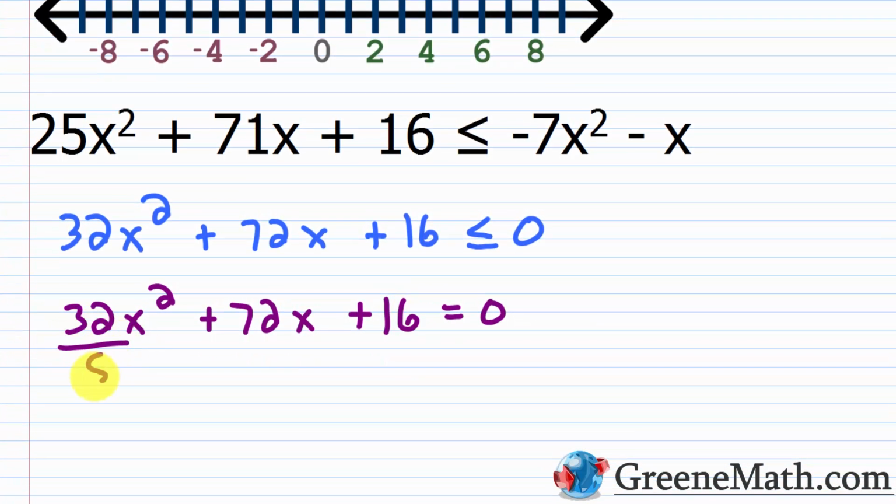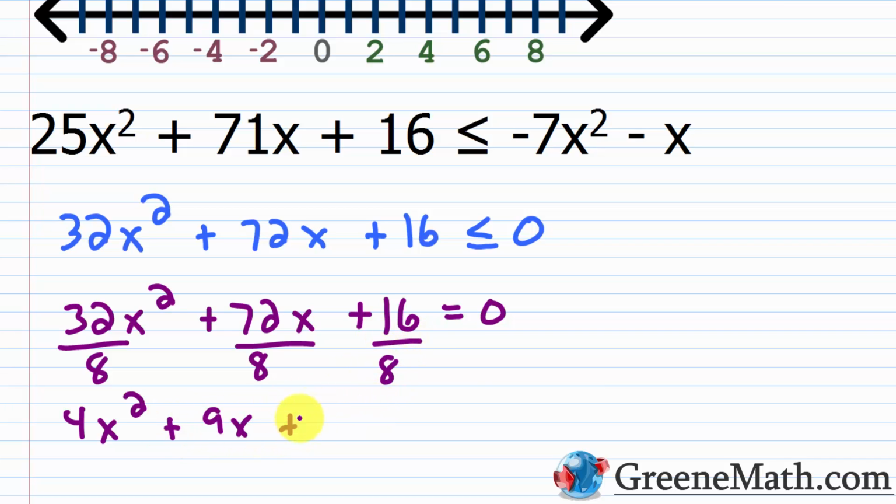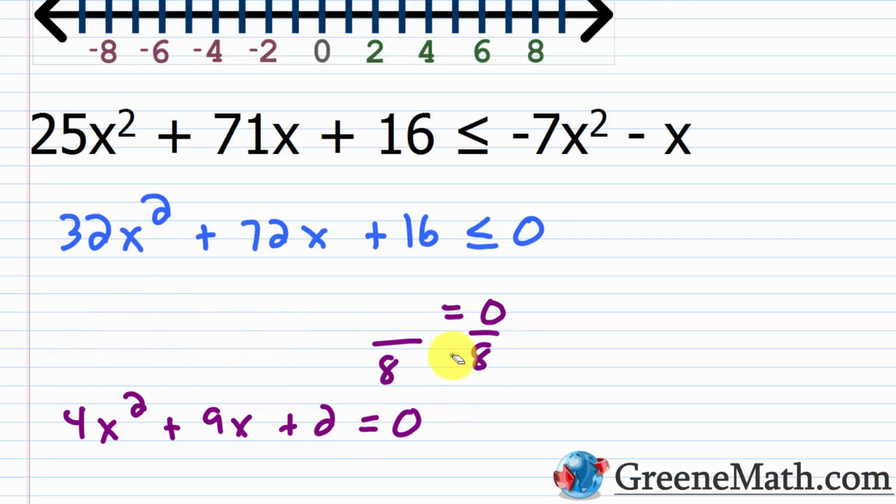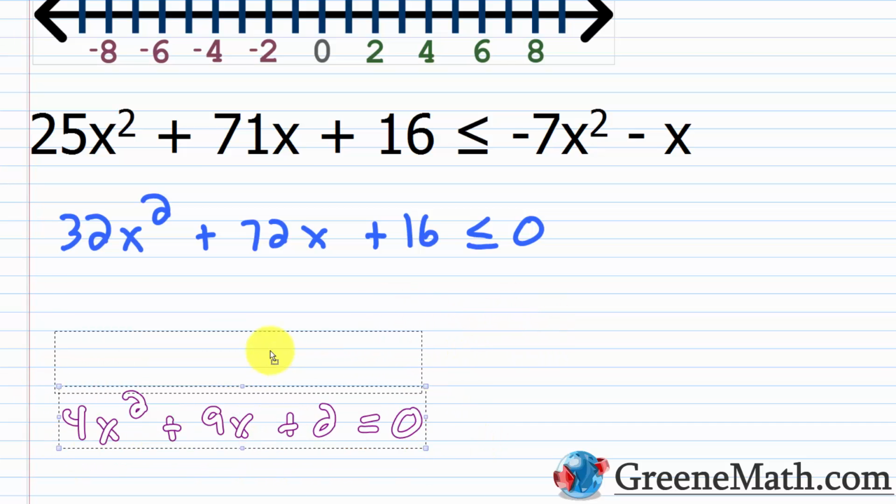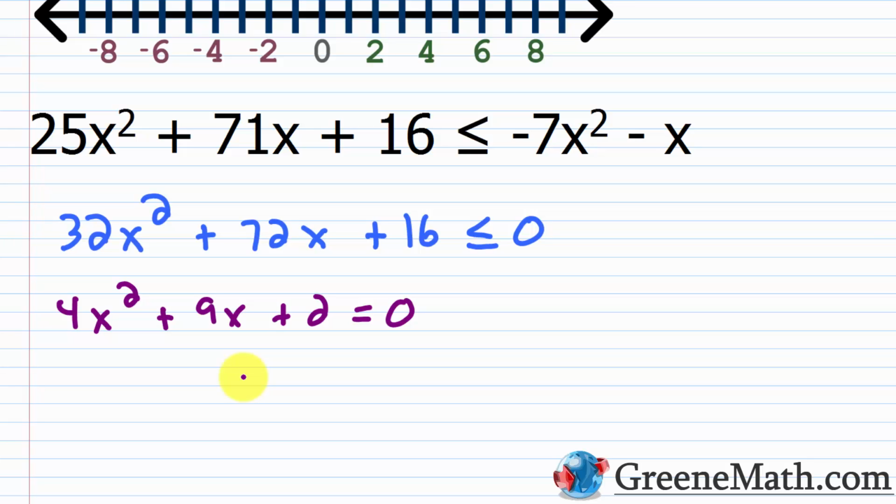So 32 divided by 8 is 4, so this would be 4x squared. 72 divided by 8 is 9, so plus 9x. 16 divided by 8 is 2, so plus 2, and this equals 0, right? Obviously 0 divided by 8 is still 0. So let's erase this. Anytime you can make the equation simpler and work with smaller values, it's always a little bit better.